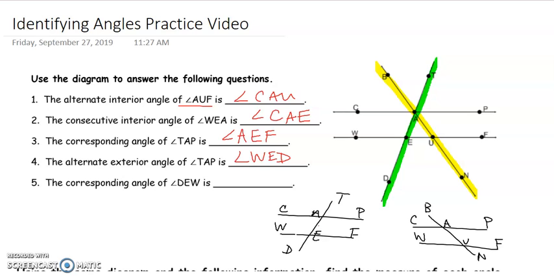The last problem, the corresponding angle of DEW. Okay, D is on the green line. DEW is right there. Corresponding, same position. So I'm going to go to my other parallel line, and it's going to be an exact same spot. That is angle CAE.